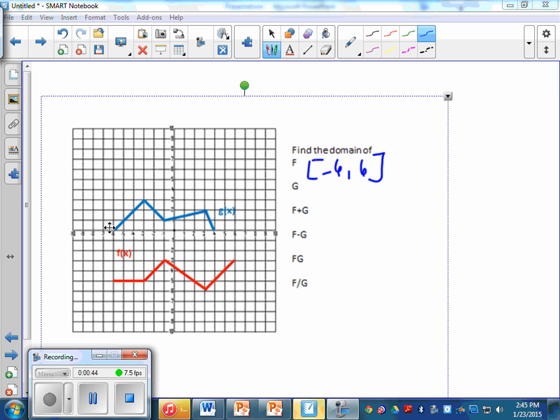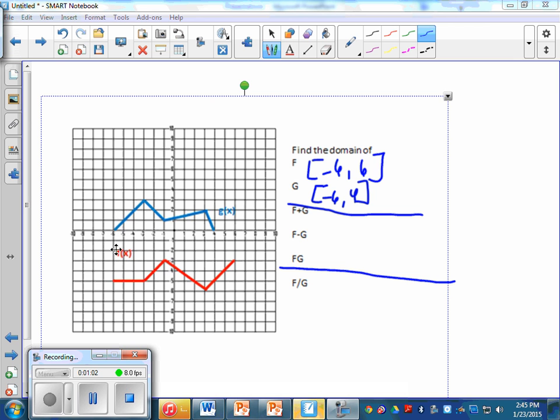The domain of G, that's just where I have a blue graph. So that'd be from negative 6 to 4. That'd be the domain of G. Now for F plus G and F minus G and F times G, these are all going to have the same domain. It's going to be where you have both a blue graph and a red graph.